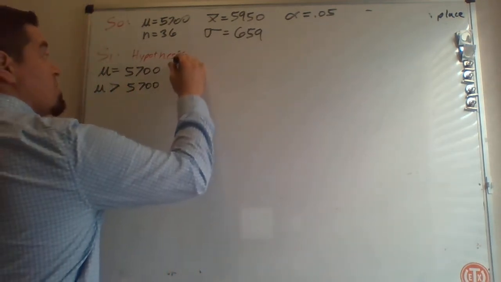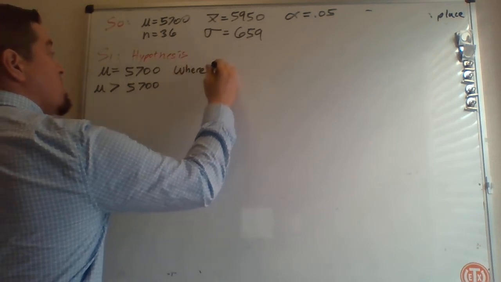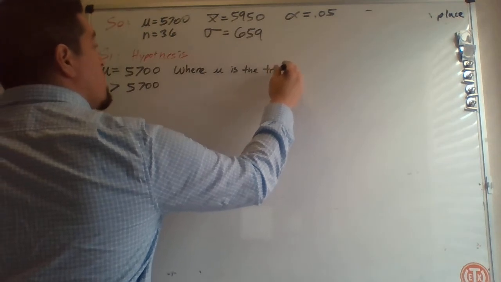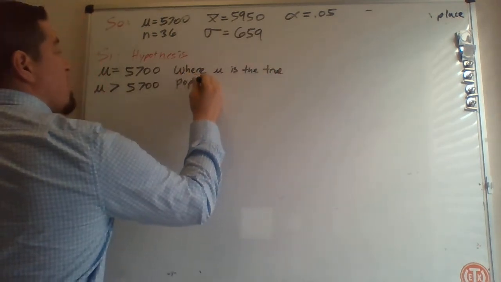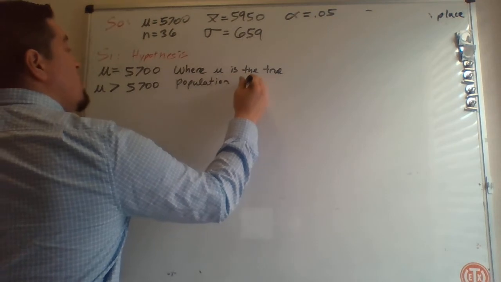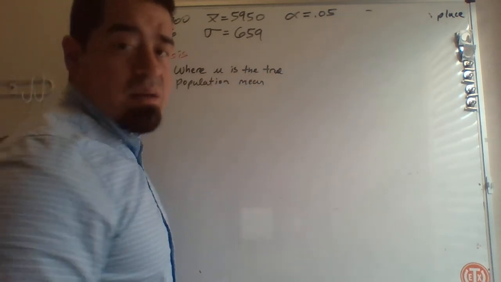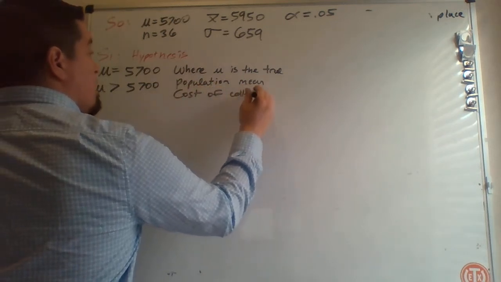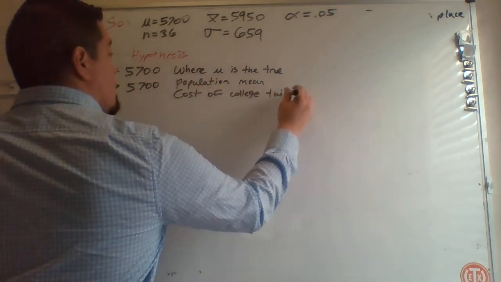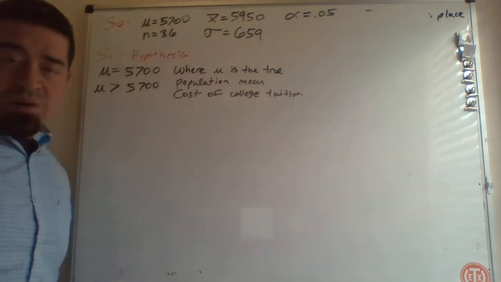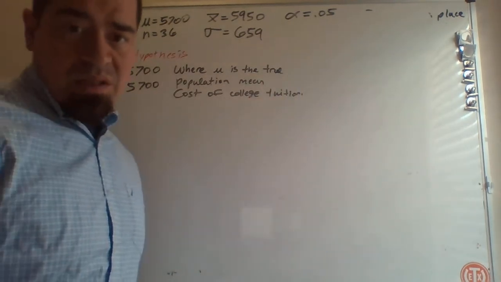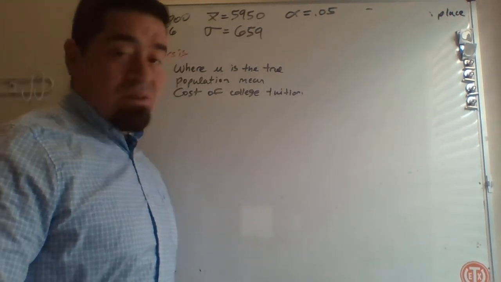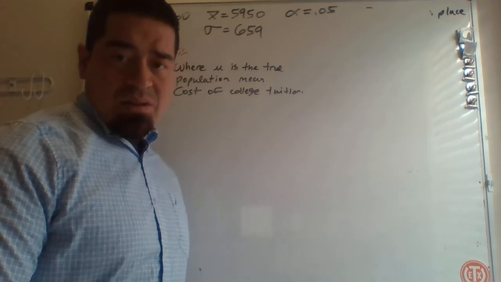This time we won't forget as well where mu is the true population mean cost of college tuition. Okay, so again, we record it once. We have it for the rest of our paper, and we can just refer to the mean cost of college tuition as mu. Okay, so that's step 1.